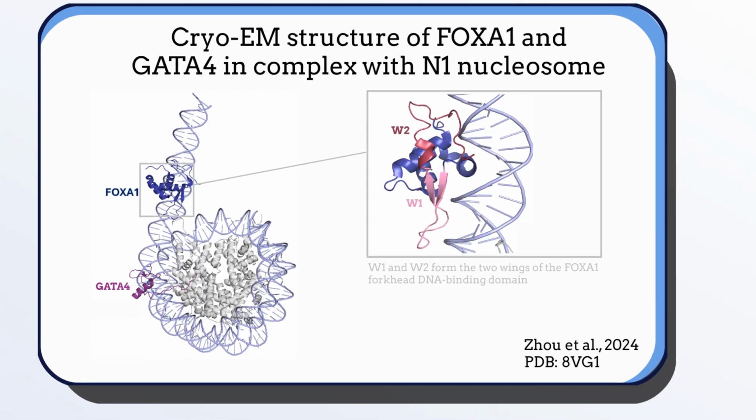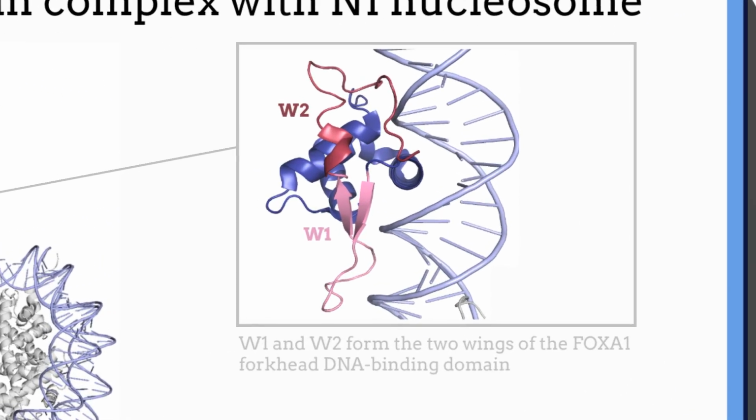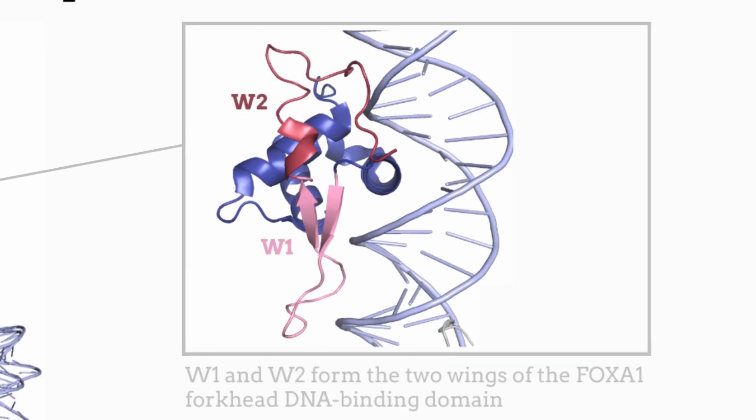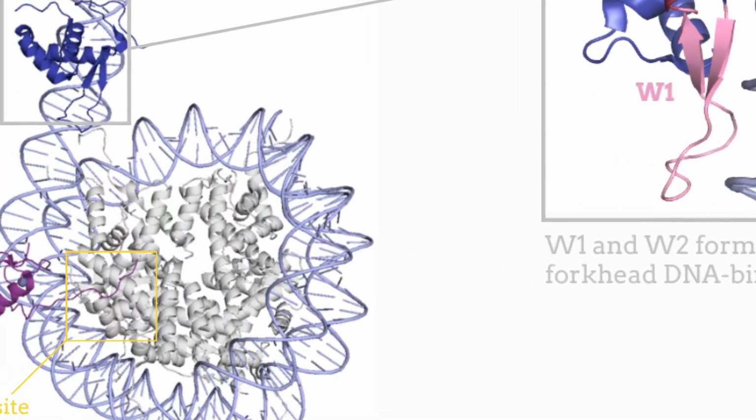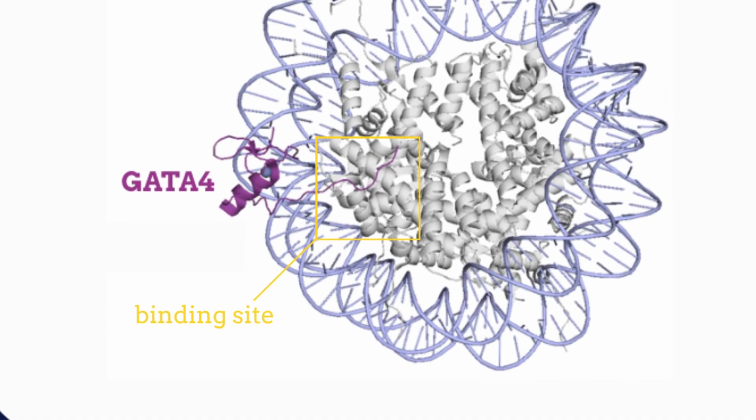This revealed that FOXA1 binds linker DNA via its forkhead domain and contacts the H2A-H2B acidic patch through its C-terminal intrinsically disordered region. Strikingly, FOXA1 binding caused the nucleosome to reposition, bending linker DNA and exposing a previously occluded internal GATA4 binding site at superhelical location 3.5. This mechanistically explains how FOXA1 pioneers for GATA4 during liver development.